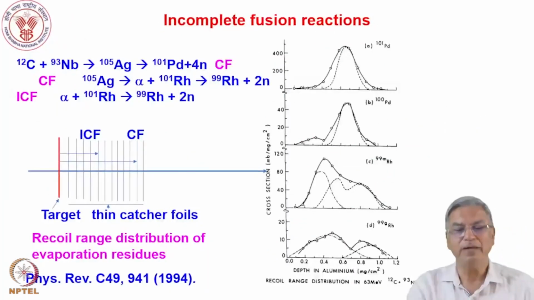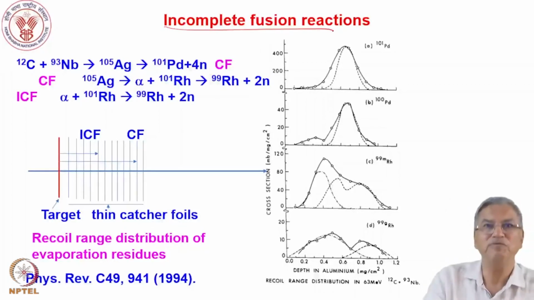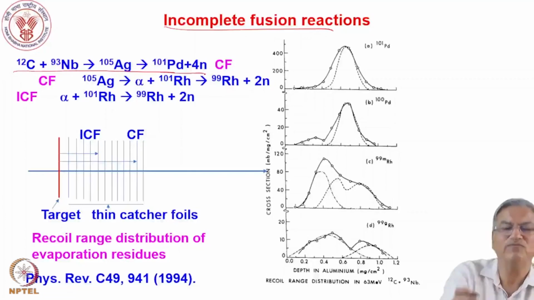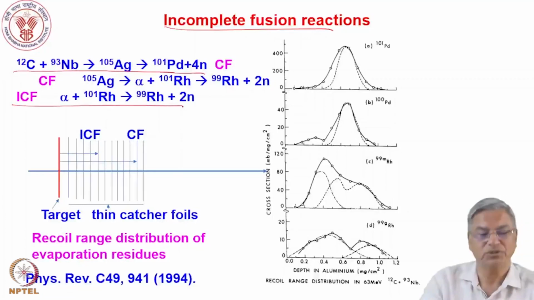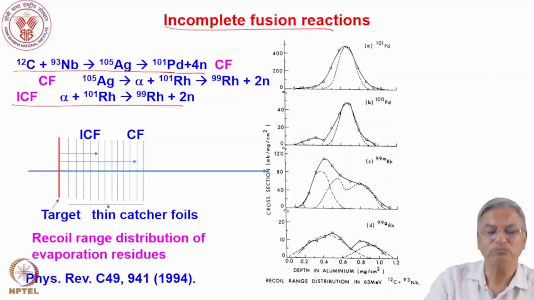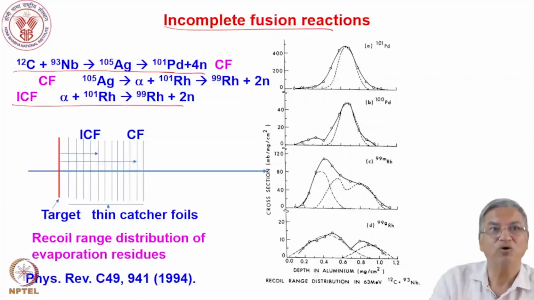Just, if I have time, let me see. We have in fact done some experiments on incomplete fusion reactions. That means the same product can be formed by complete fusion as well as incomplete fusion reactions. These incomplete fusion reactions are similar to complete fusion reactions, but their momentum transfer is different. The linear momentum transfer in the formation of the same product is different. That we have tried to find out by measuring the range of the recoils.